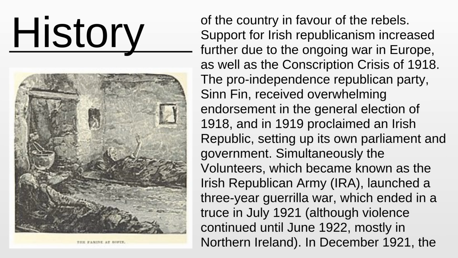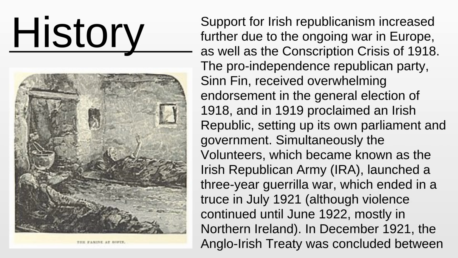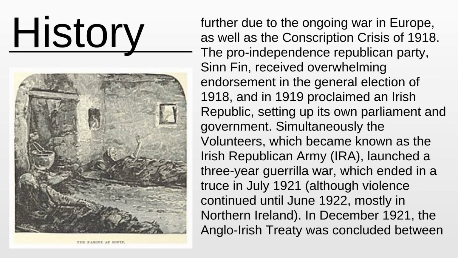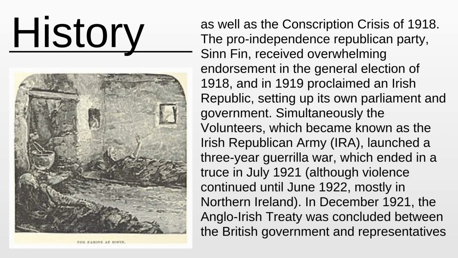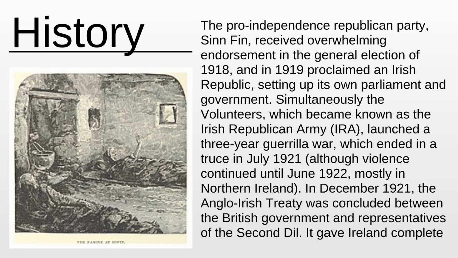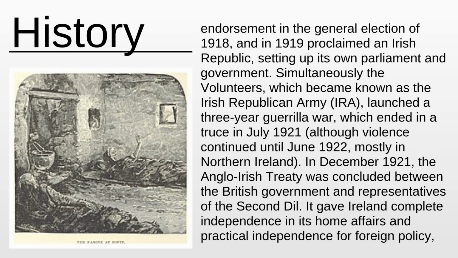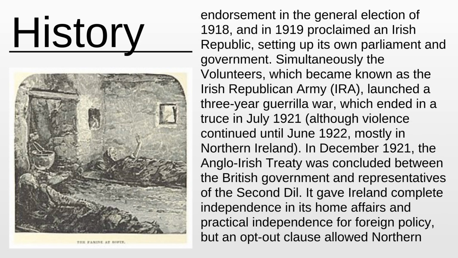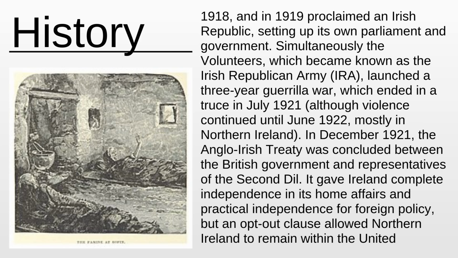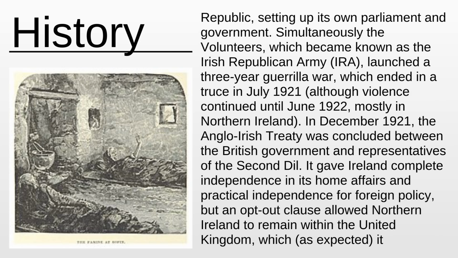Support for Irish republicanism increased further due to the ongoing war in Europe, as well as the conscription crisis of 1918. The pro-independence Republican Party, Sinn Féin, received overwhelming endorsement in the general election of 1918, and in 1919 proclaimed an Irish Republic, setting up its own parliament and government.